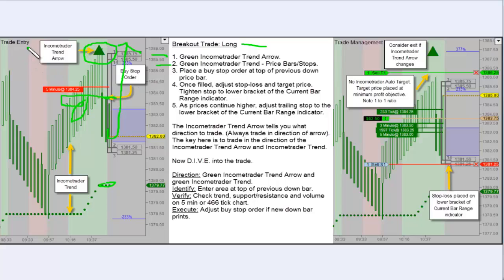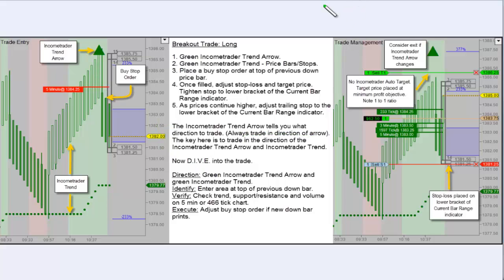Once we're filled on the trade entry side, we'll take a look at the trade management side on the right side. But the whole key here is to trade in the direction of the trend arrow. Always trade in the direction of the trend arrow and have confirmation with the IncomeTrader trend. So green arrow, green price bars.